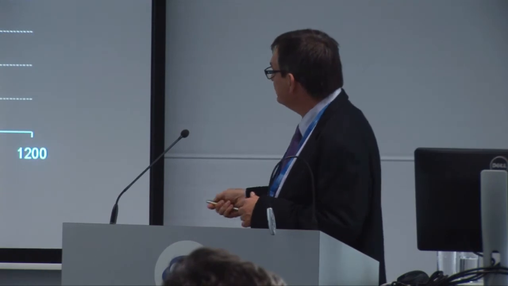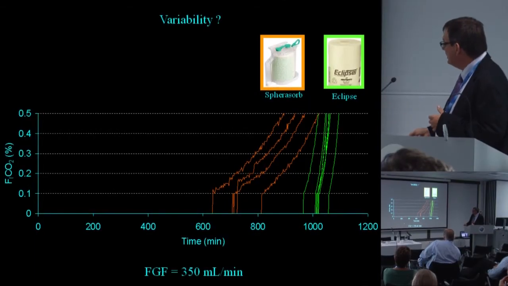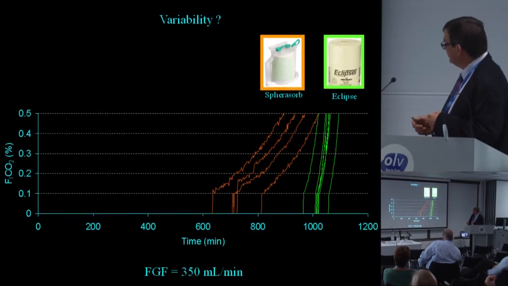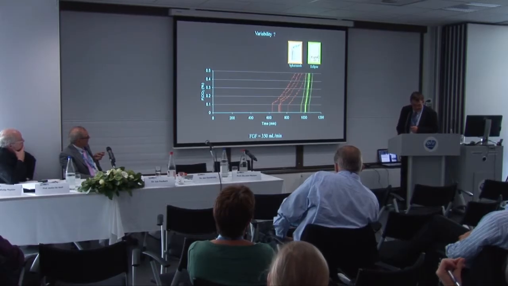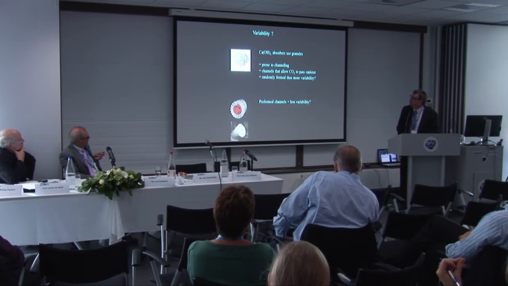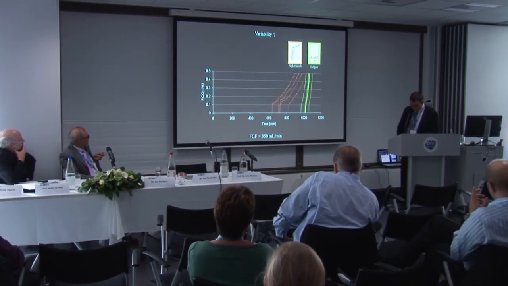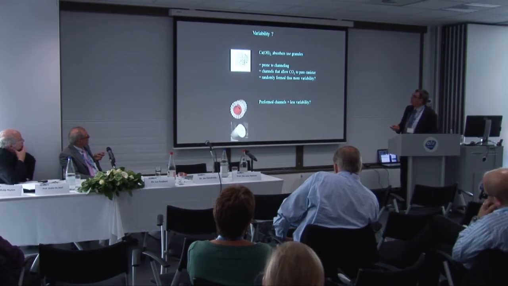So this is time. This is the FiCO2. This is the fresh gas flow, 350 milliliters. And you can see these are 4 canisters of the same lot, 5 canisters or 6 canisters of the same lot of the Spherosorb and the Eclipse. And you can see that the variability differs, but I'm not going to make any statements on this because this really is preliminary data. You do see some difference in variability here with the Eclipse, and I'm just wondering whether this has to do with the fact that here you're using granules.